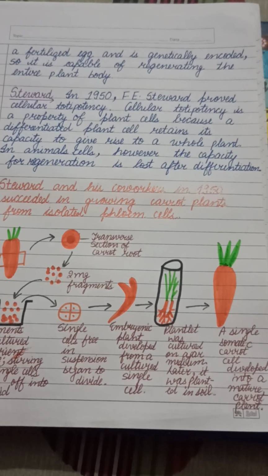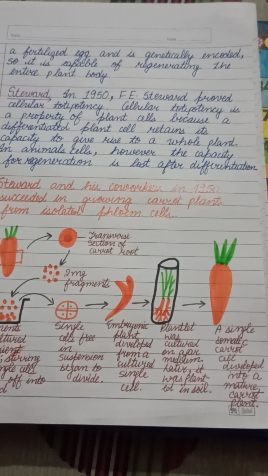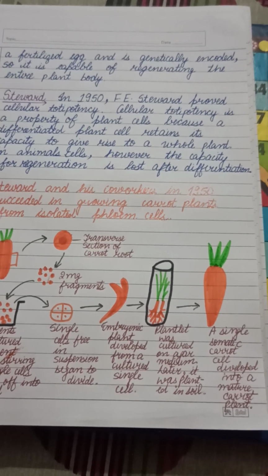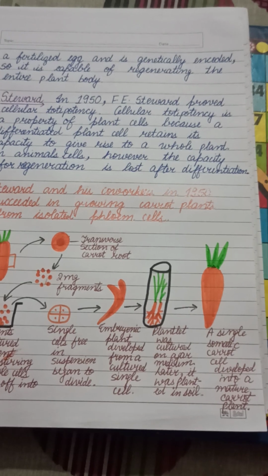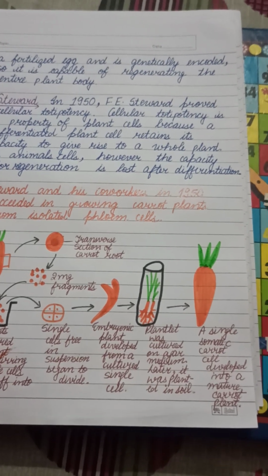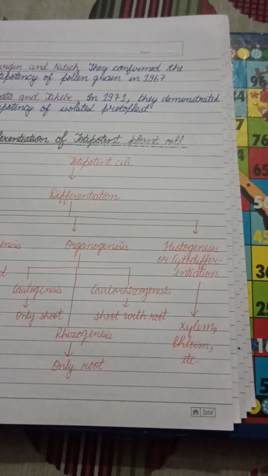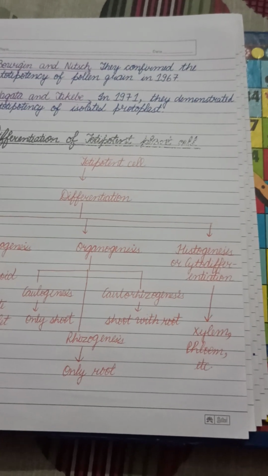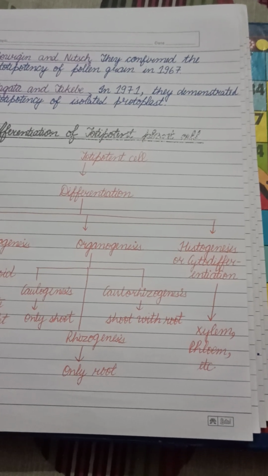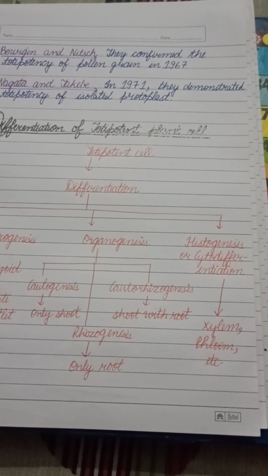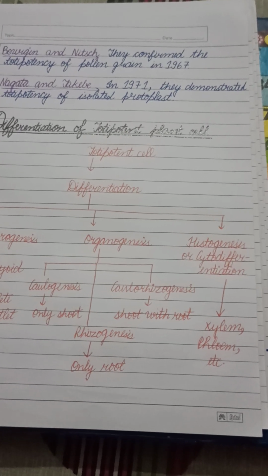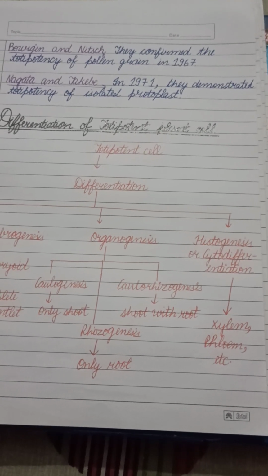An embryonic plant developed from a cultured single cell. The plantlet was cultured on agar medium. Later it was planted in soil. A single somatic carrot cell developed into a mature carrot plant. Then Bourgin and Nitsch confirmed totipotency of pollen grain in 1967. Then Nagata and Takebe in 1971 demonstrated totipotency of isolated protoplast.